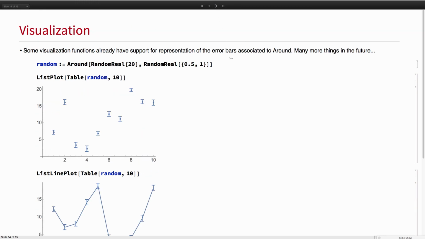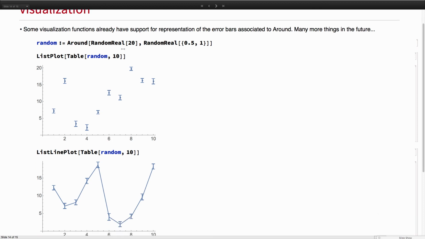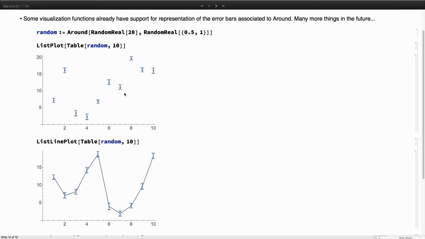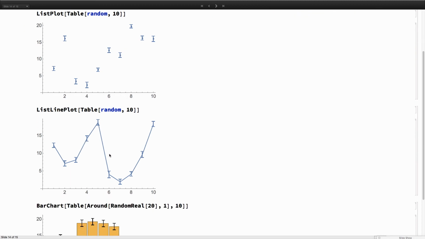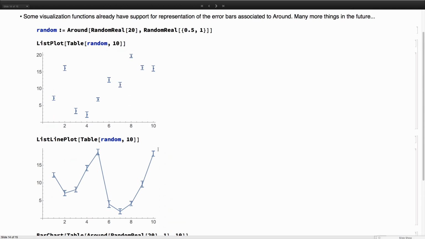Then some of the visualization functions have been already extended to handle around. So, and here you see we have this generating random values of around, and so we can have something like that, or list line plot will join those values, or bar chart, etc. Right? Very nice.